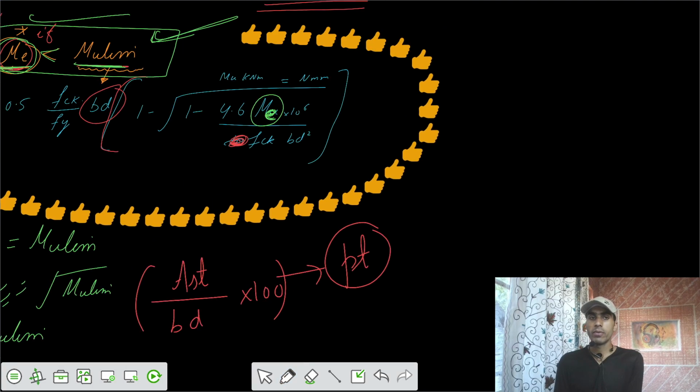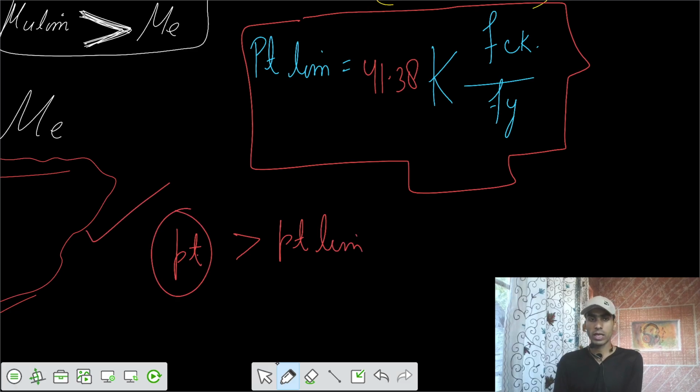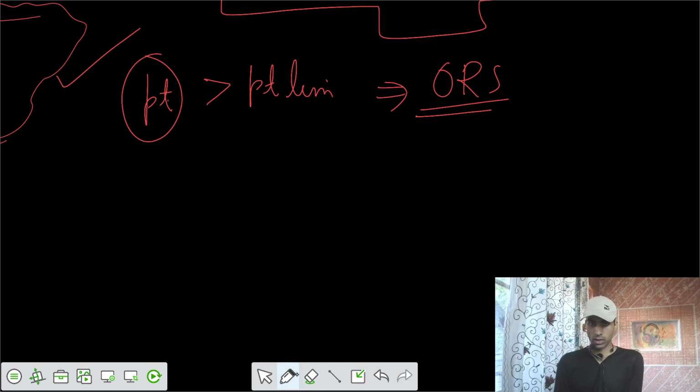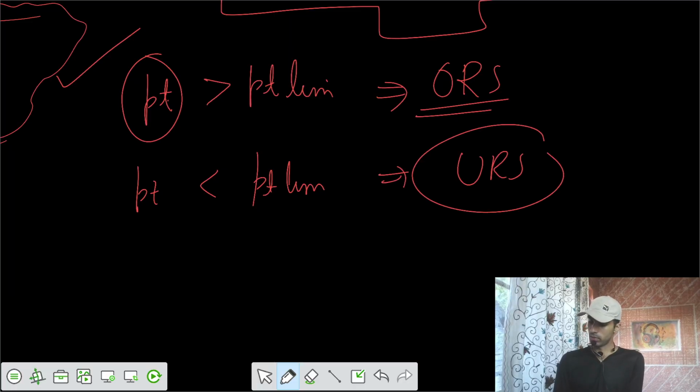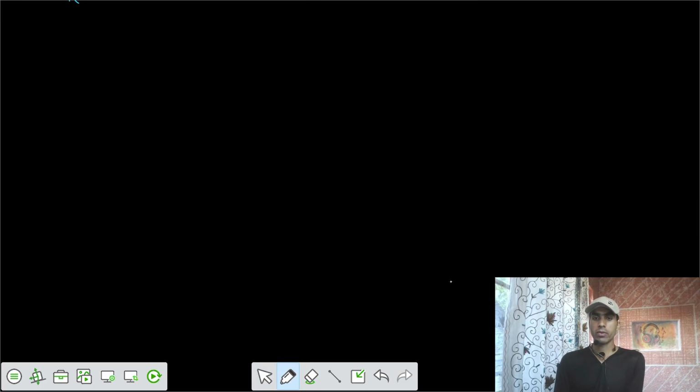Then we compare that PT versus PT limiting. If PT was greater than PT limiting, that means you have used more steel. More steel has been used. That means it's an over reinforced section. And if the PT was lesser than PT limiting, that means the section is an under reinforced section. Okay. So the final crux is that in solving the problems you have to ensure that the section is an under reinforced section.